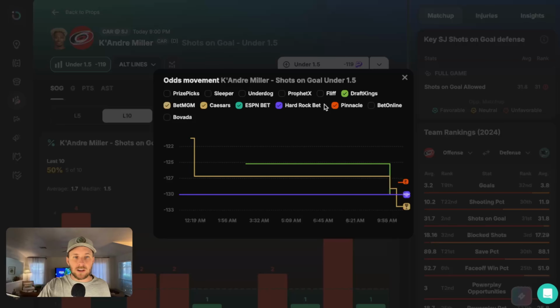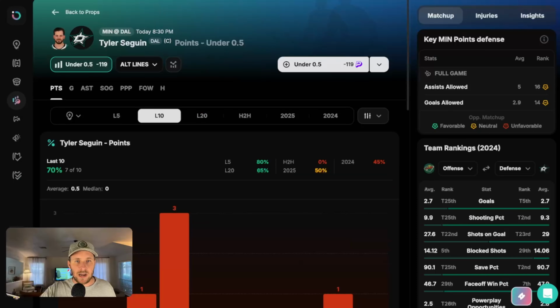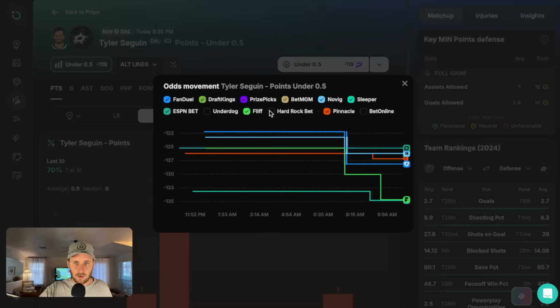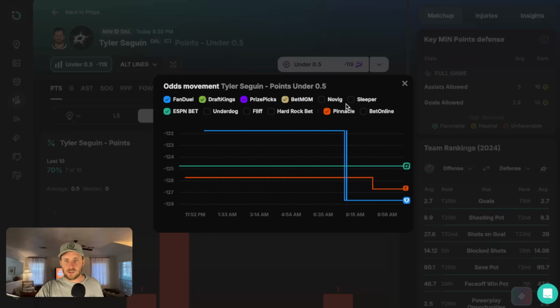So what I want to do here is take this Miller under 1.5 shots on goal. Now the next play was this Tyler Seguin play, and I want to look at the odd movement on this as well. Let's go ahead and clean some of this up. Some of these books we don't necessarily care about, and we can really start looking. So again, I don't really care about ESPN Bet either.